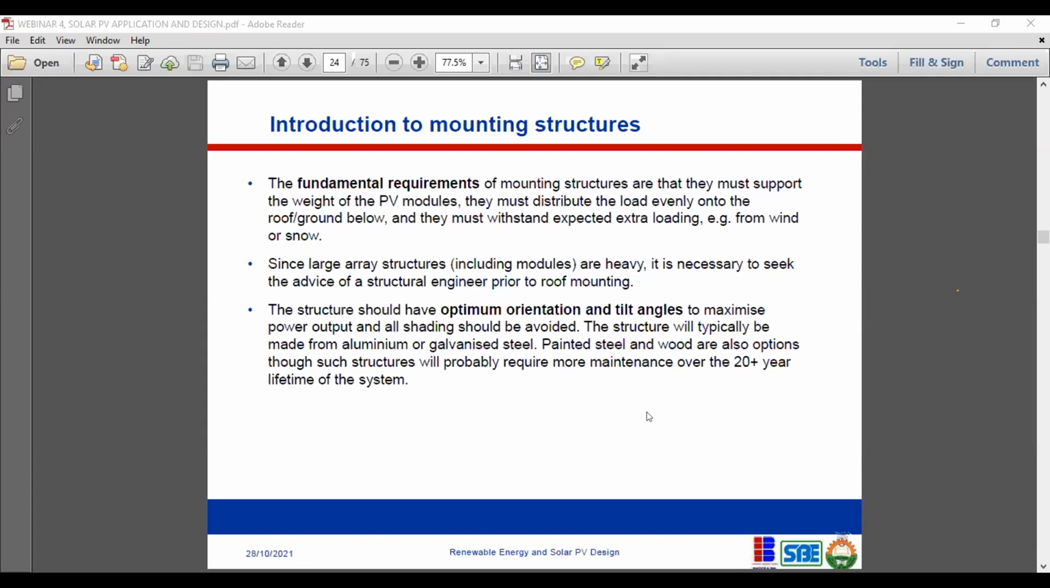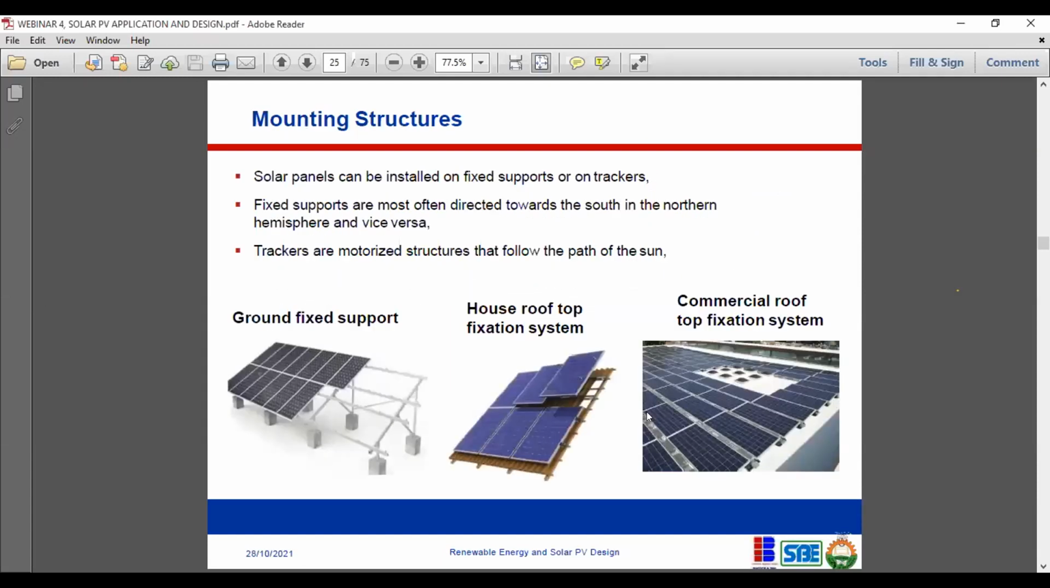So this is just a pictorial example of some of the mounting structures that we've talked about. This one is a commercial rooftop mounted solar panel. The one in the middle is a house rooftop fixation system. And they have a ground mount fixed support.